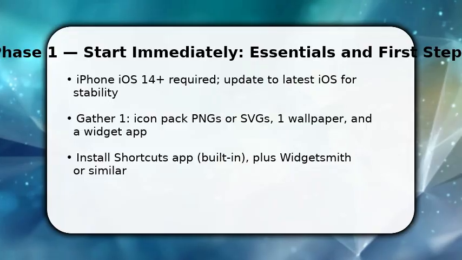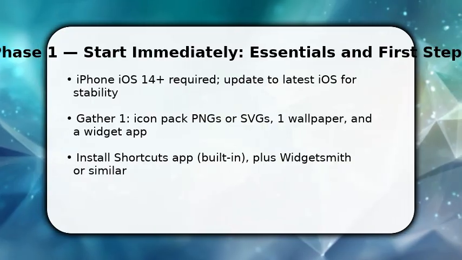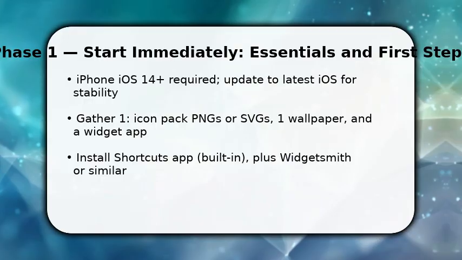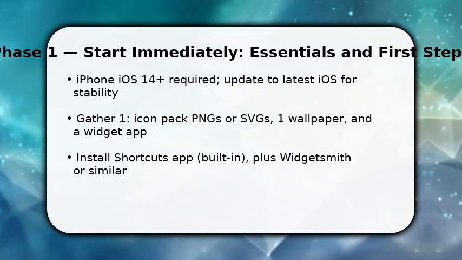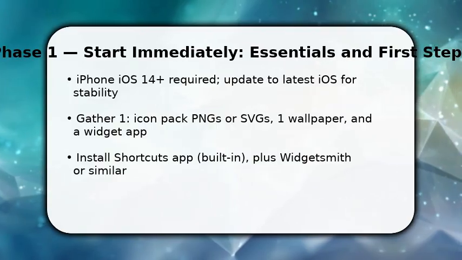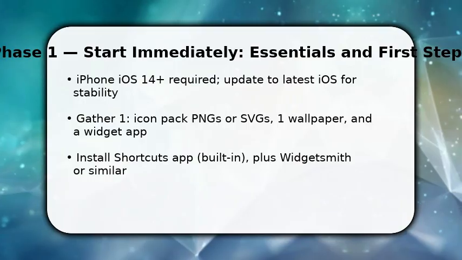Enjoy the video. You start now by preparing assets and apps. Do not stall. Get your icon images, a wallpaper that matches the palette, and install Widgetsmith plus Shortcuts. Once done, open Shortcuts, tap the plus to create a new shortcut, choose Open App, select the app to replace, then assign a custom icon image.